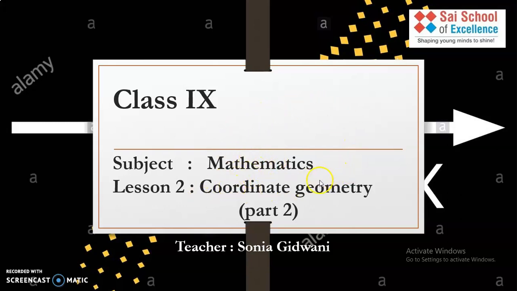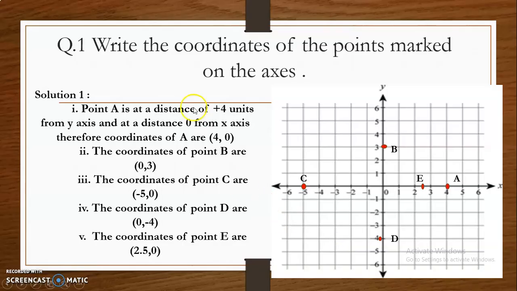I am your maths teacher and this is the part 2 video on chapter 2, coordinate geometry. Till now we have seen what coordinate geometry is, how to use the coordinates or points to see the distance on the Cartesian plane. We have also seen what a Cartesian plane is. In this part 2 video we'll discuss some of the questions related to coordinate geometry. So let's start the video and take the first question.